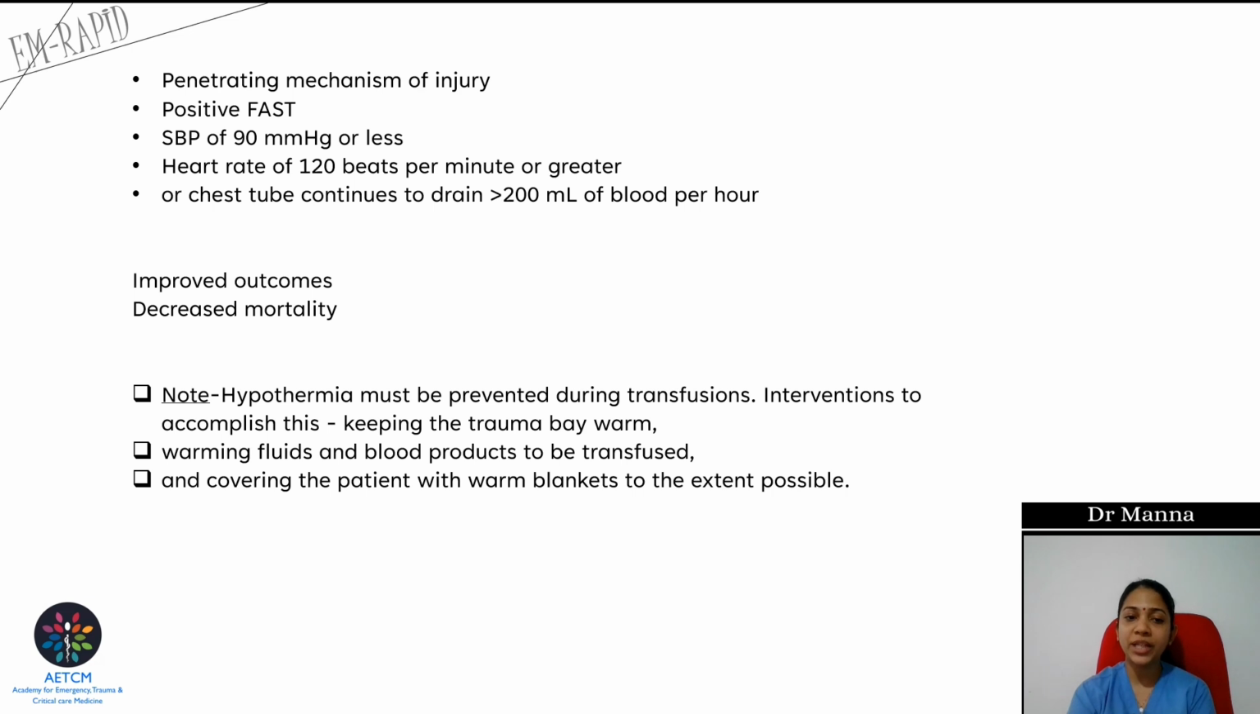Please note that it can also cause hypothermia. So we can try rewarming the body while transfusing, or we can give warm blood products, which is sometimes impossible in an acute setting. Try warming the patient and maintaining the temperature of this patient. Do not let this patient go into hypothermia. So either we can cover the patient with warm blankets, or we can shift the patient to a trauma bay, which is a warm area.